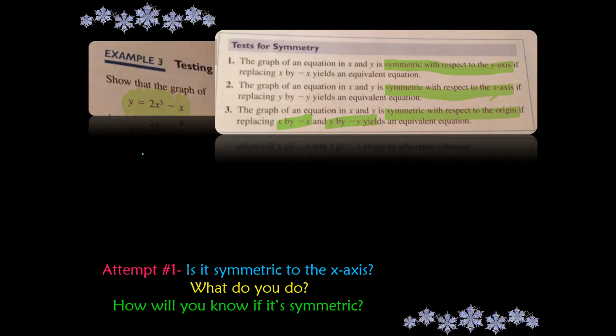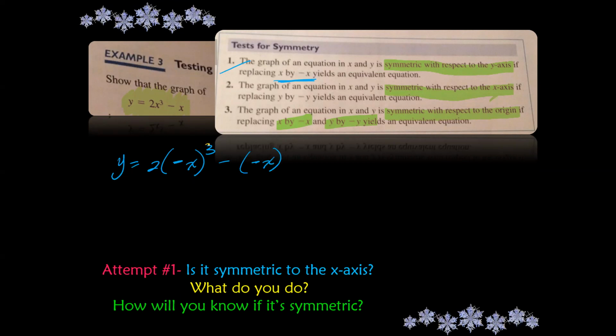So I'm just going to start off with the first one, and it is symmetric with respect to the y-axis if replacing x by a negative x yields an equivalent equation. Okay, so let's do that. I'm going to replace my x with a negative x. y equals 2 times negative x to the third minus negative x.